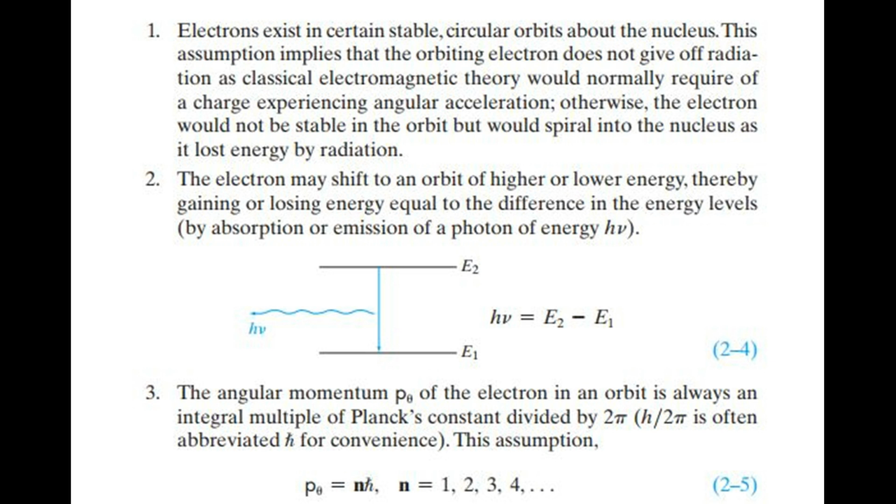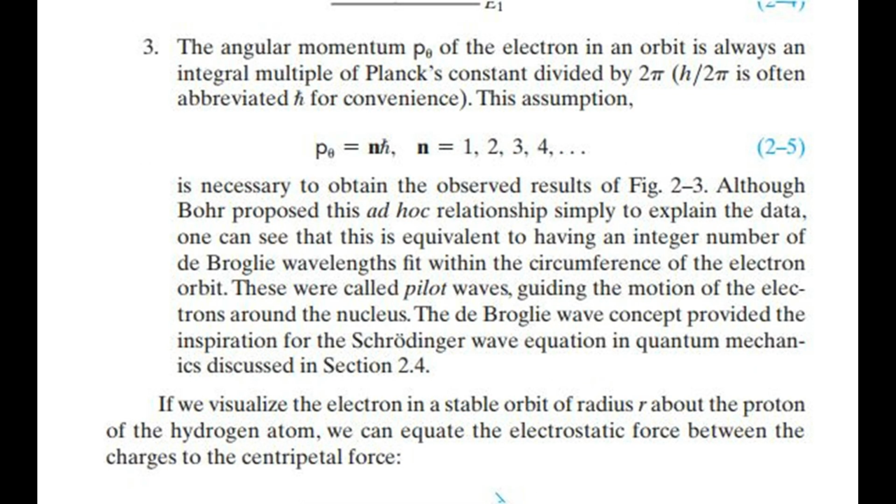2. The electron may shift to an orbit of higher or lower energy, thereby gaining or losing energy equal to the difference in the energy levels, by absorption or emission of a photon of energy hν. 3. The angular momentum of the electron in an orbit is always an integral multiple of Planck's constant divided by 2π; h/2π is often abbreviated ħ for convenience. This assumption is necessary to obtain the observed results of Fig 2.3.